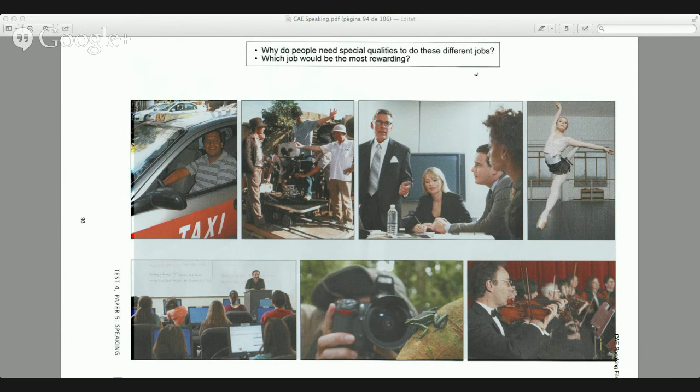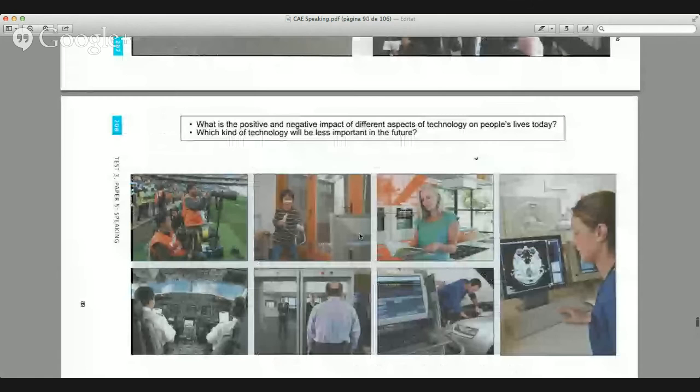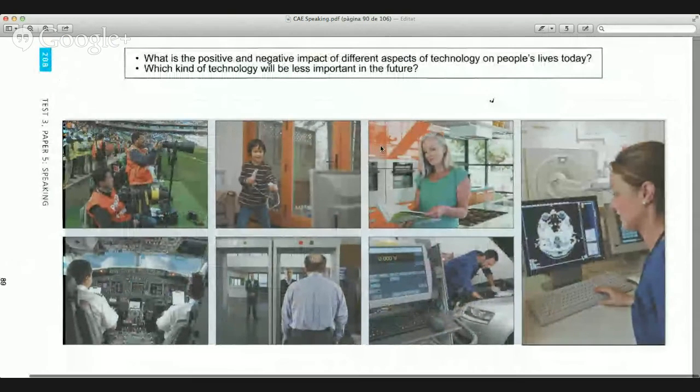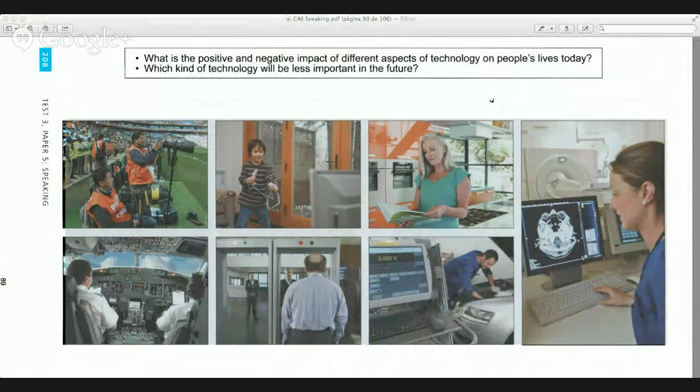Yep. I hear Rafa. Selma, you're on mute. I hear perfect. All right, so we'll go back to this one right here. What is the positive and negative impact of different aspects of technology on people's lives today, and which kind of technology will be less important in the future? Your 2 minutes starts now.